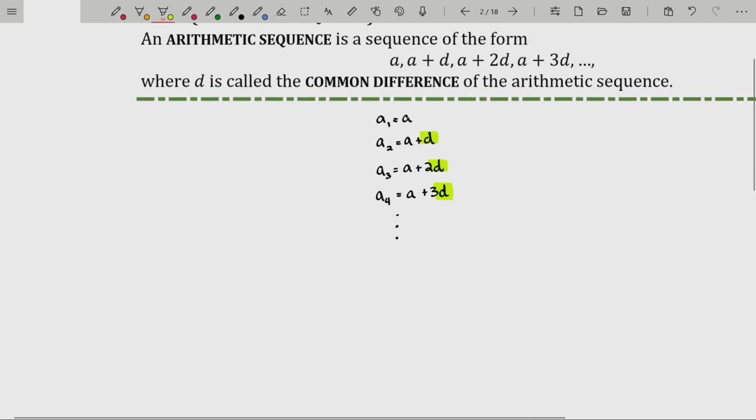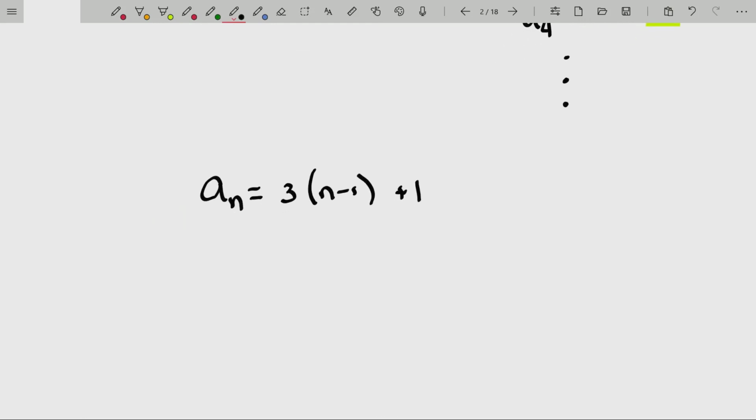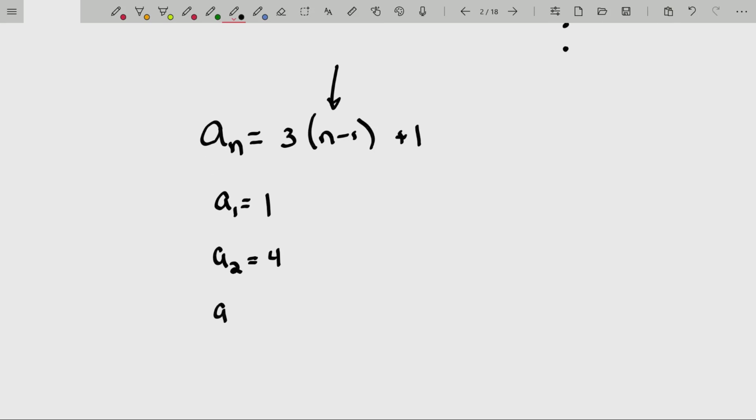For example, if you had an arithmetic sequence defined by the following, then every single time, let's look at what A sub 1 is. If you plug 1 in, you'll have 3 times 1 minus 1, which is 0, plus 1. So A sub 1 is 1. A sub 2, though, if you plug 2 into this, you'll get 3 times 2 minus 1, or 3, plus 1, which is 4. If you plug 3 in to find out what A sub 3 is, you'll have 3 times 3 minus 1, which is 2. So 3 times 2 is 6, plus 1 is 7.